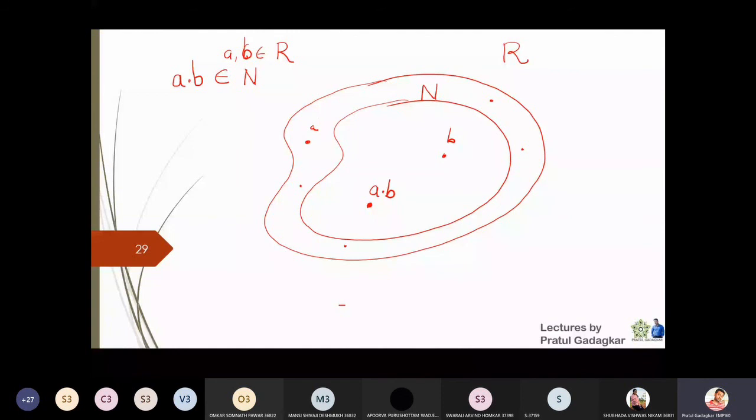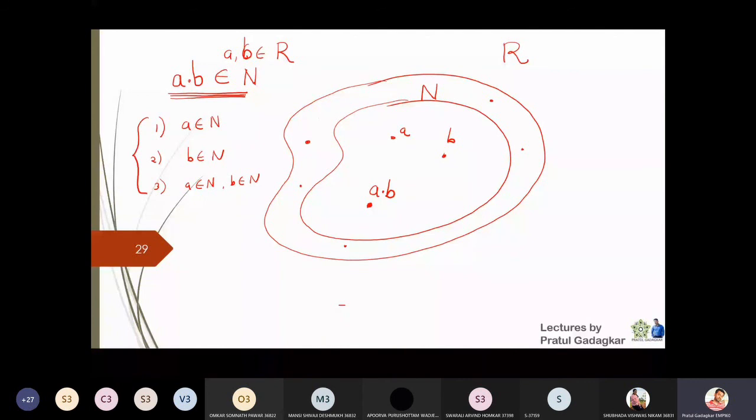If the product is inside N, at least either A is inside N or B is. B is inside N but A is not, or both A and B can be in there, but both should not be outside. It should not happen that A and B both are outside. This is not allowed. So if you can guarantee that one of these three cases holds, and if this is true for all the products AB which are inside the ideal, then I will say that the ideal is a prime ideal.